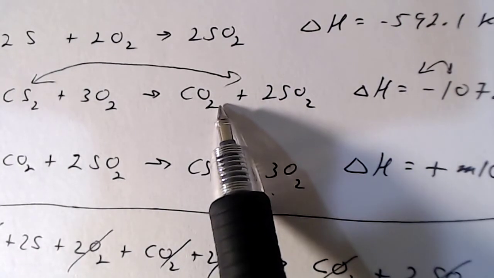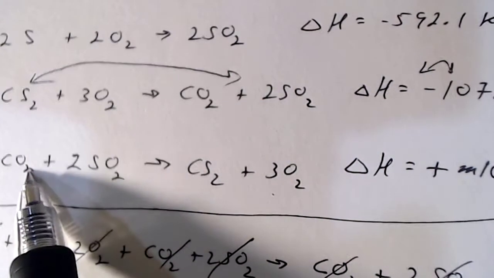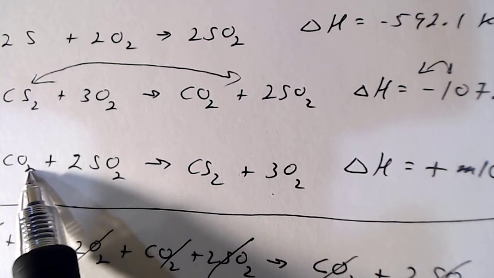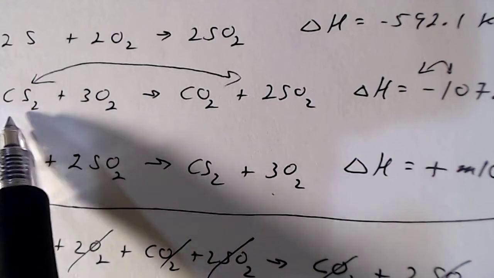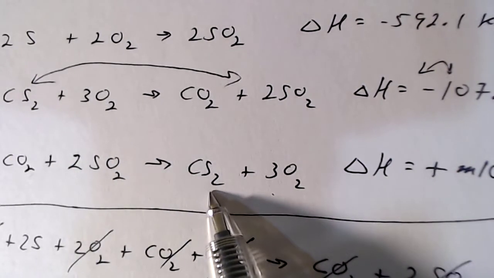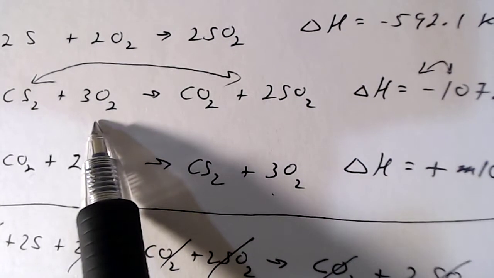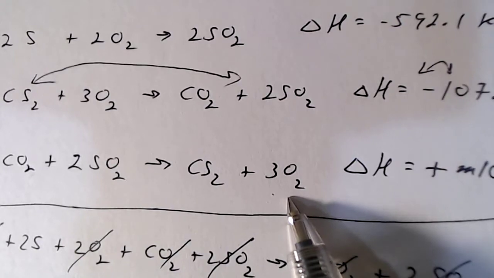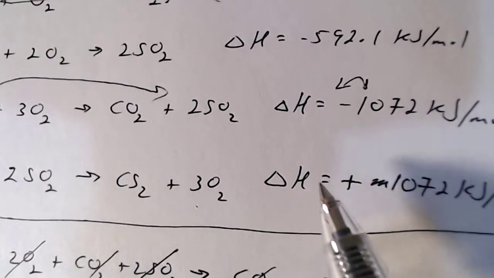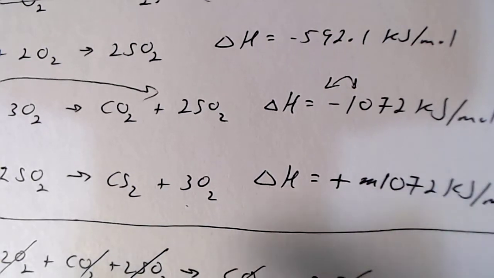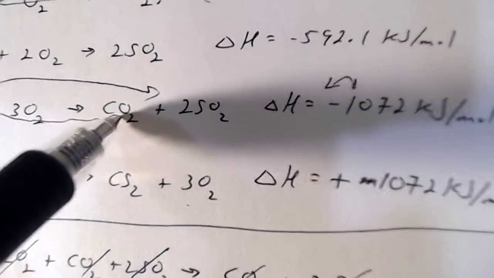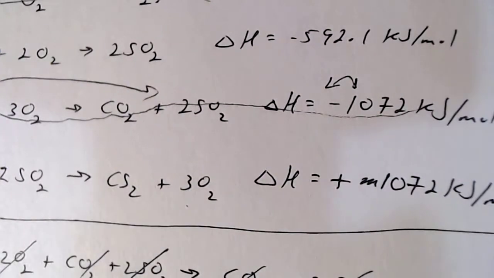We had carbon dioxide on the right of the arrow, now we'll have it on the left of the arrow. 2 SO2s that were on the right are now on the left. The CS2 that was on the left is now on the right. The 3 O2s that were on the left are now on the right. And having flipped the reaction, we'll now flip the sign of the delta H. Now cross out the old version of the equation.